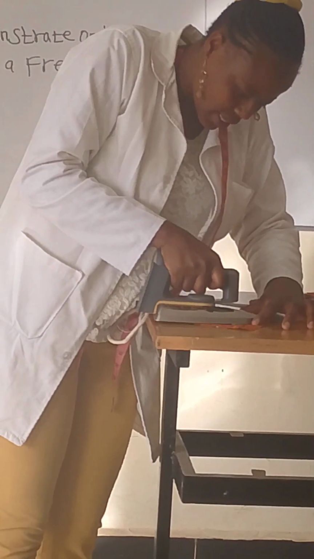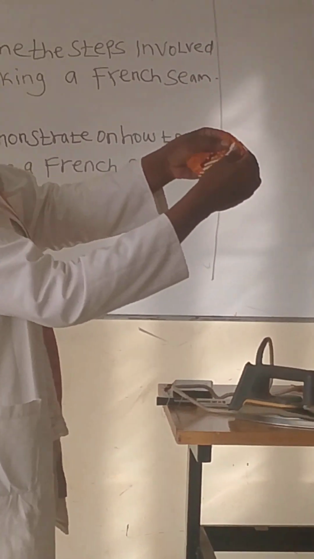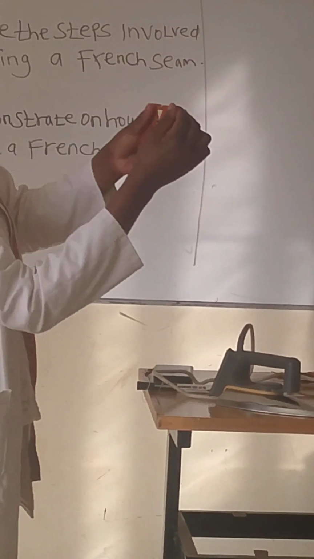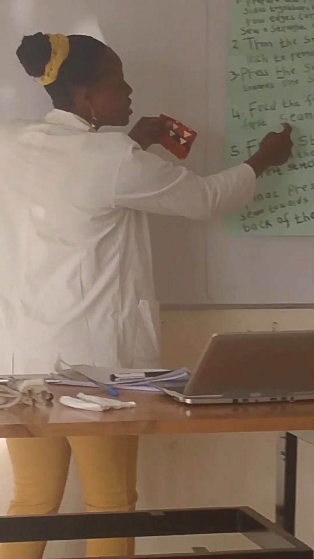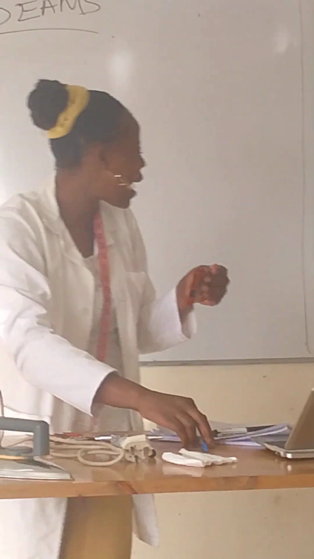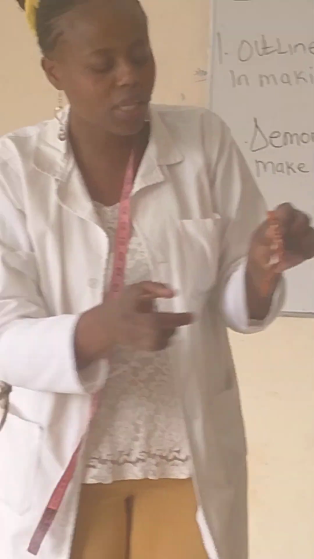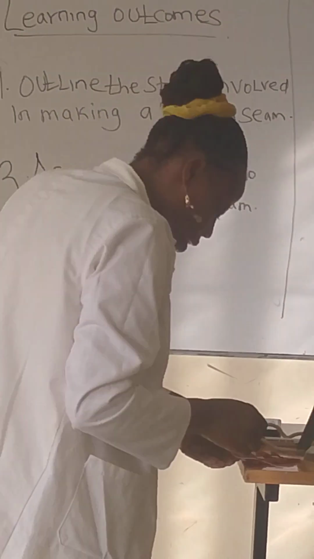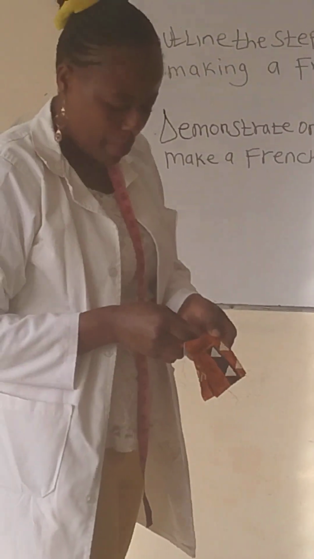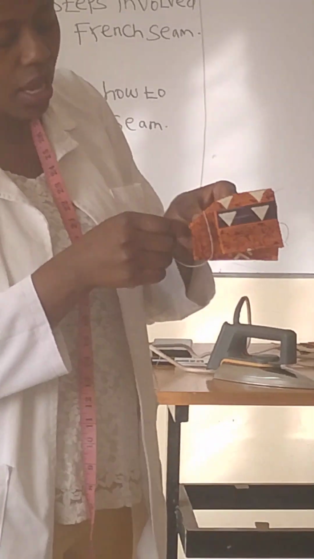Yes. So I press. After that, I turn, I fold or I turn to the wrong side, and from the first seam line, I now make another stitch. Maybe it can be 1/2 inch, so that it can hide this first stitch. So now I make my stitch. I'm assuming this is my 1/2 inch.